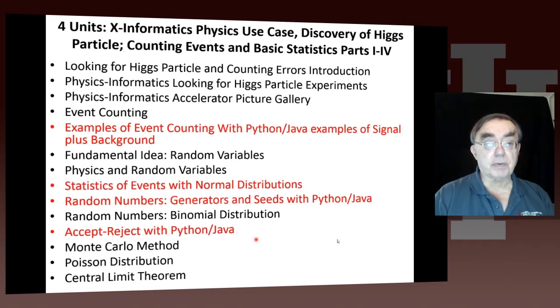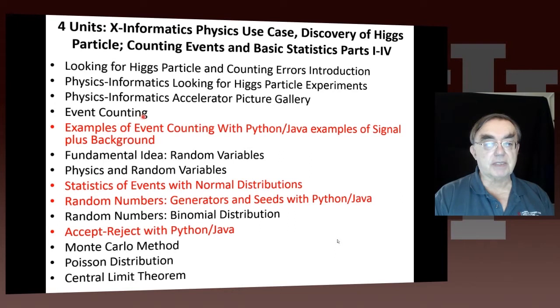After that side move, we return to the core intellectual part of the course, and we do the value of x equals physics, and in particular how we discover the Higgs particle and all the issues involved in counting lots of events and the statistics involved with them. So that covers looking for the Higgs particle and an introduction to counting errors. And then we look at the experiments, and then we have a little picture gallery of accelerators.